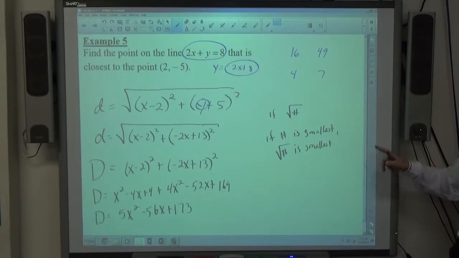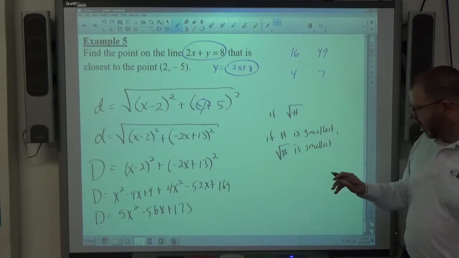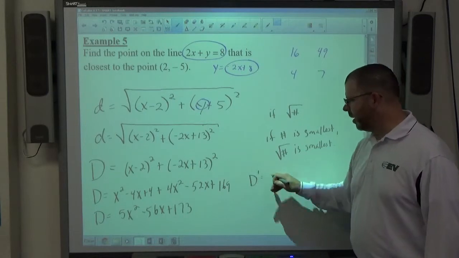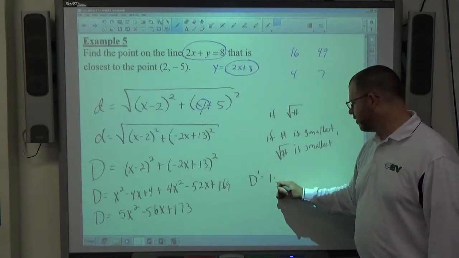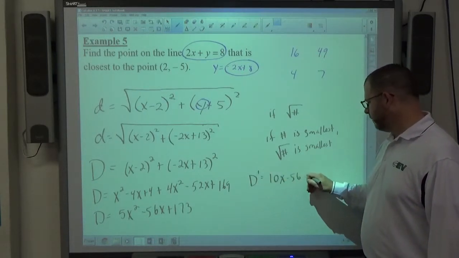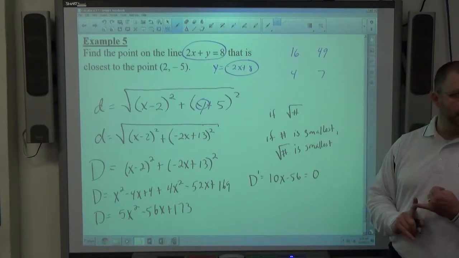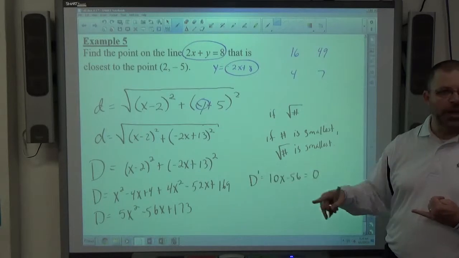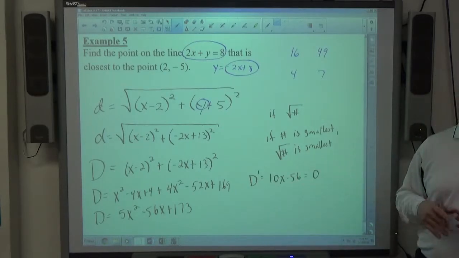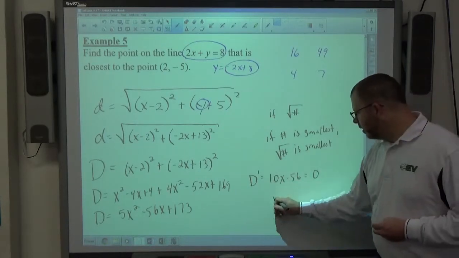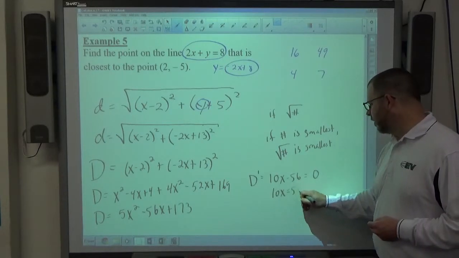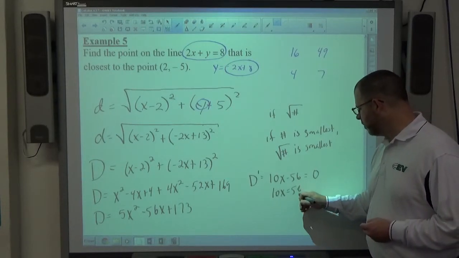So, if I take that problem there and I differentiate it, D prime is going to be 10x − 56. Set that equal to 0. There are no endpoints on this problem, right? Polynomial functions cannot be undefined, so the derivative equals 0 is the only critical number we're going to get. 10x = 56, so x = 5.6.